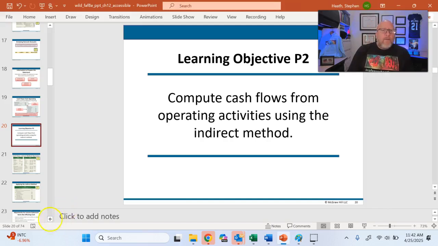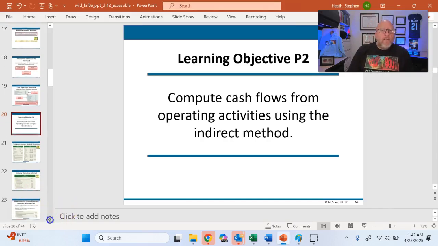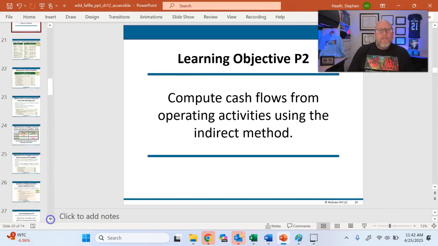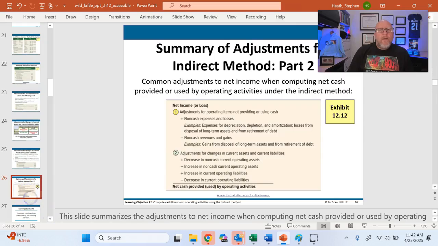I don't know why they do it, but they show the formula in the very last slide of this section. I'm not totally huge on that. And again, here, this is slide 26.